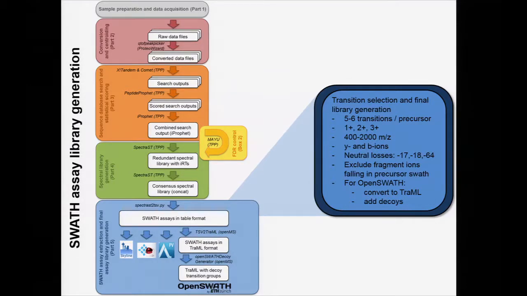For OpenSWATH, we would also convert to this XML TraML format and add the decoys at this stage. For these other software, a table format, like a CSV format, will import these. So as to your question about SpecTrust, Skyline will import libraries that you've generated in SpecTrust. That totally works. You can jump in at whatever stage in the workflow that you want.